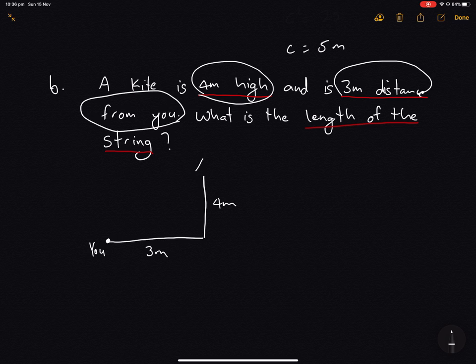So if this is a kite here, and it's flying up in the air, 3 meter distance from you, sorry, what is the length of the string? So it's saying what is the length of the string, which is this part. So C is equal to unknown. It's given you the 4 meters high, so it's given you B. It's giving you 3 meters distance from you, which is A.